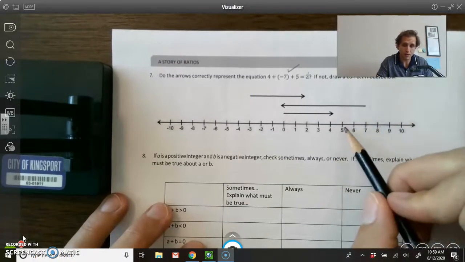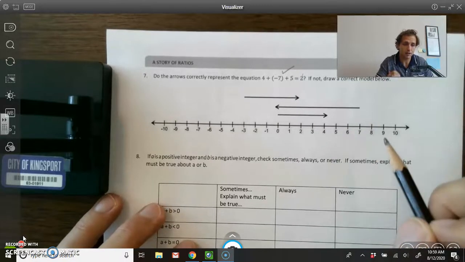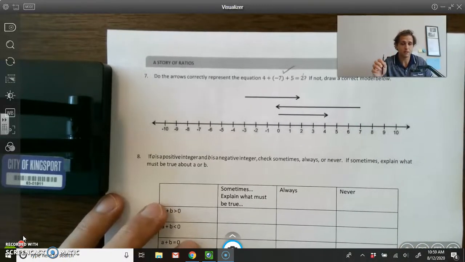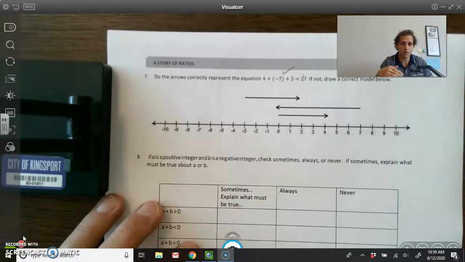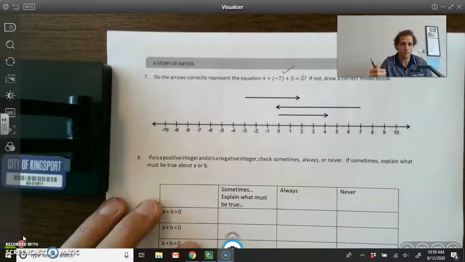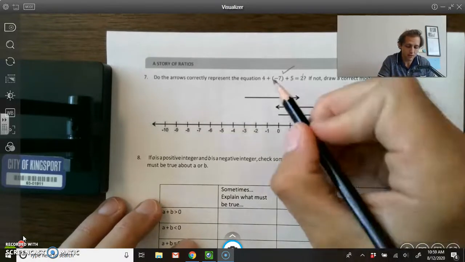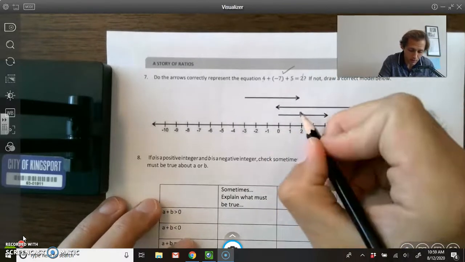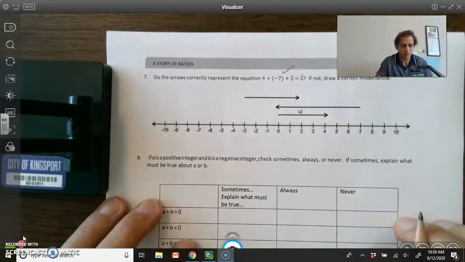Now, let's look at the model, and I want to ask, did they model it correctly? Because, guys, this will be a question on your assessments. You will be asked, are these models correctly modeling the addition of integers? You will have to be able to critique the models. So let's start here. My first integer is 4. I should start at 0 and go 4 to the right. Did I do that? Yes, that was correct.